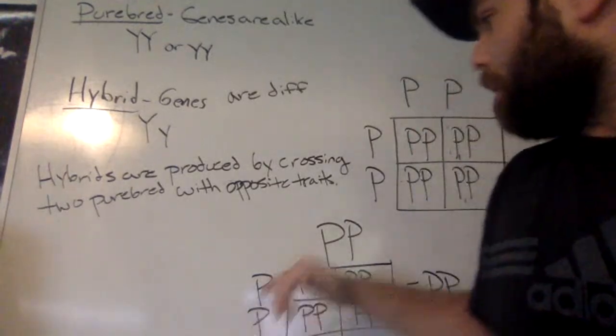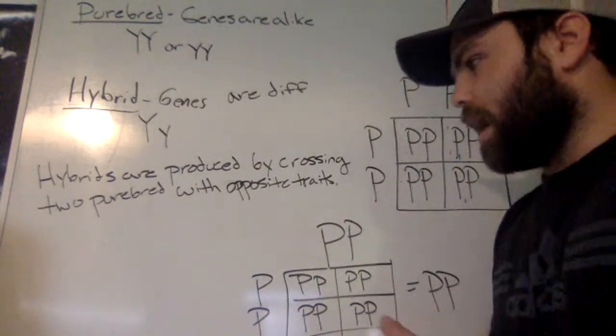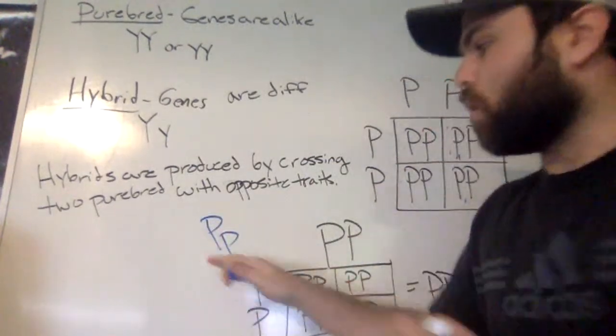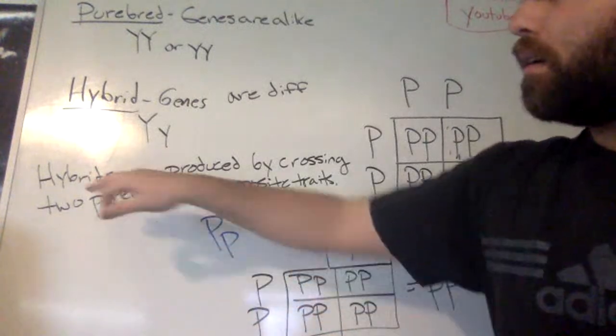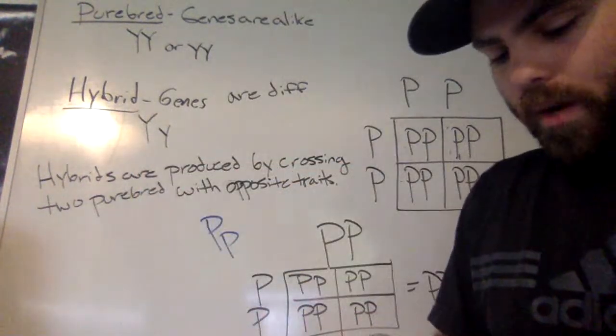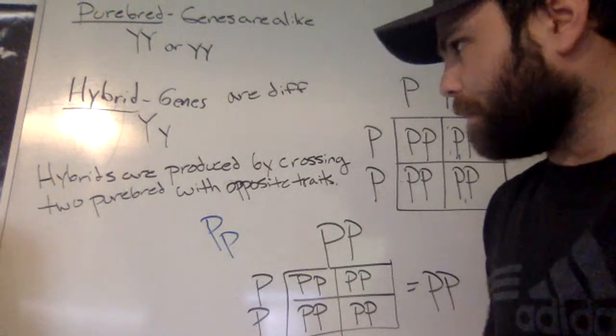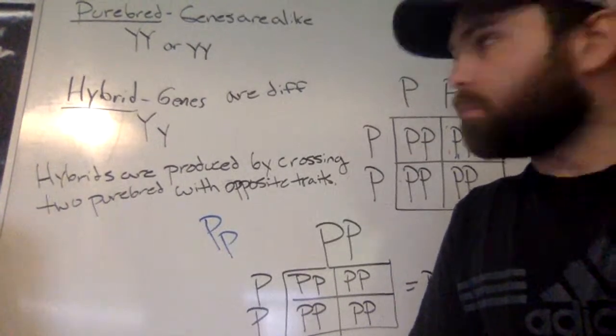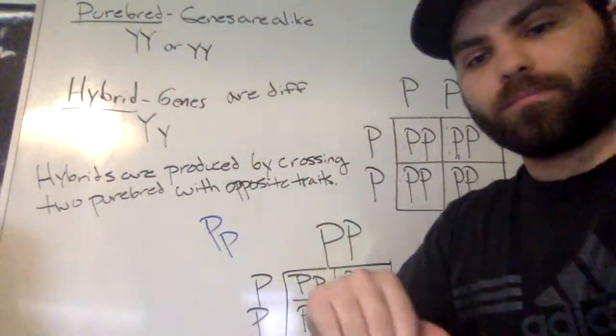If you change it up, and then the offspring now is big P, little p, it's no longer a purebred. Now it's a hybrid, okay? Because you have one uppercase and one lowercase. All right? Does anyone have any questions on that so far? The difference between purebred and hybrid.